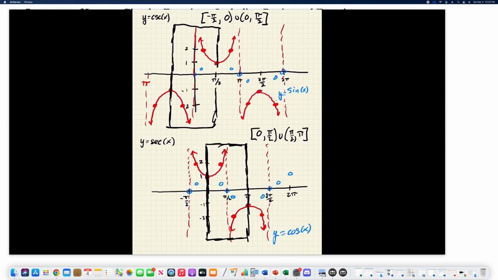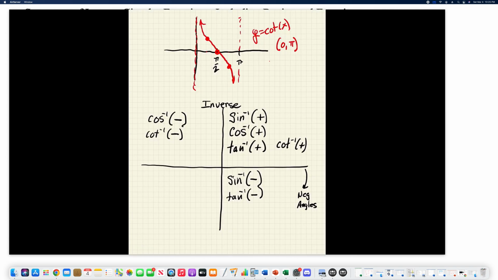Then I'm going to go back to that other tab, looking at our cosecant and our secant. Here was my domain restriction. We were in quadrant 4 and 1. All right, so I go back here for cosecant, 1 and 4. Inverse cosecant of a positive, and inverse cosecant of negatives are in quadrant 4.